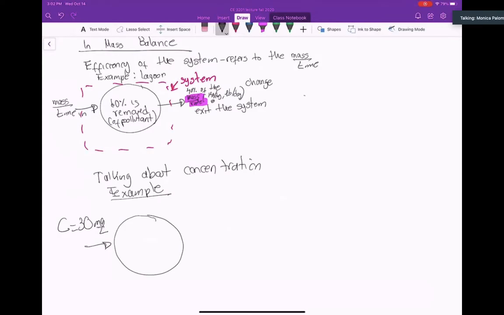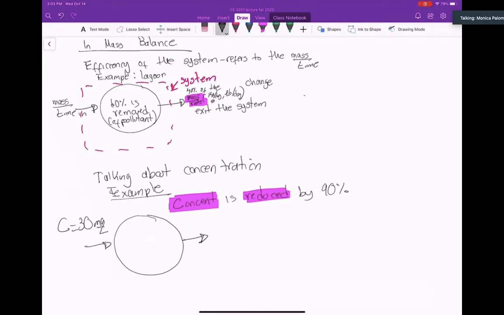And the statement says the concentration is reduced by 90%. In this situation, the wording is very specific and says that the concentration is reduced, not the mass rate. It's not talking about the efficiency of the system. It's talking about the concentration that is coming in.